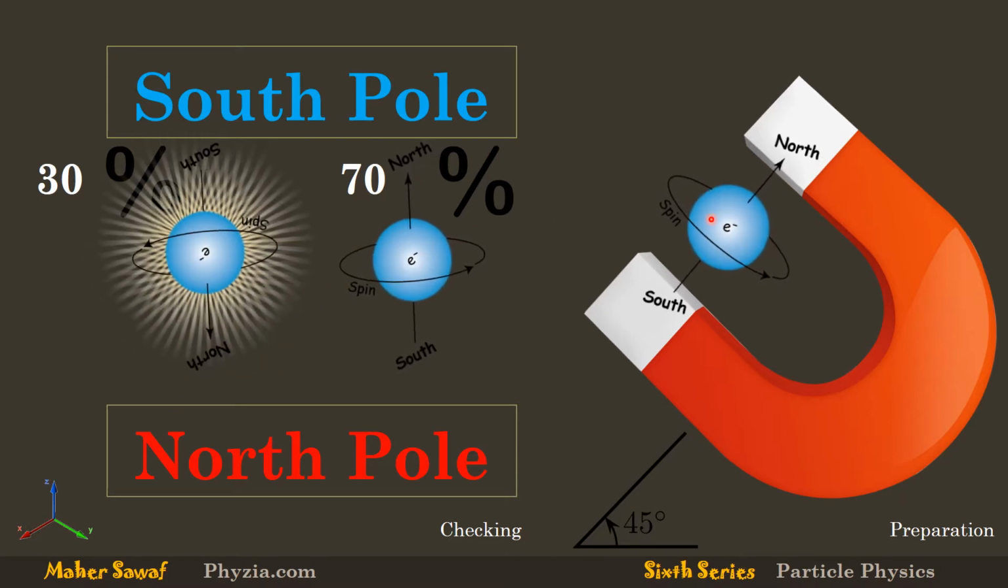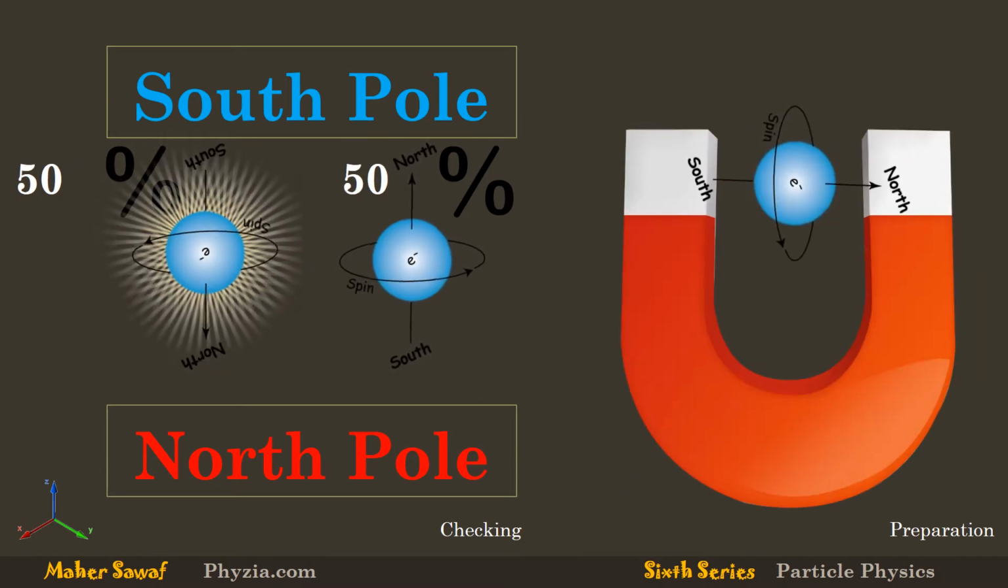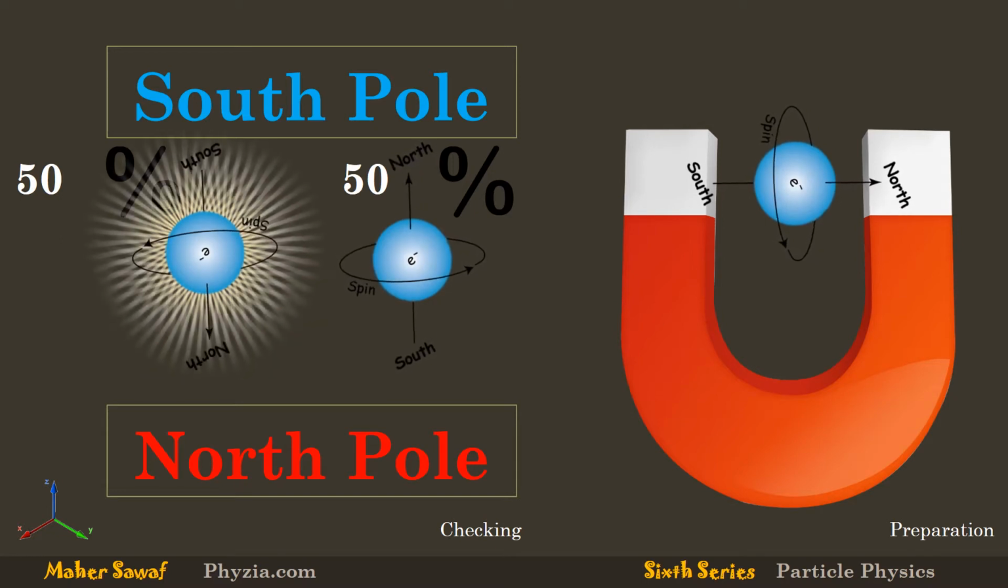Now, in the first case, we take the electron and prepare it at 45 degrees. When we check this electron in the second stage, we find in 70% of the cases the electron turned up, and in 30% of the cases the electron turned down. When we make the electron horizontal in the first stage, that means give it an angle of 0, and then check the direction in the second stage, we find that in 50% of all cases the electron turned up, and in 50% of all cases the electron turned down and emitted electromagnetic radiation.